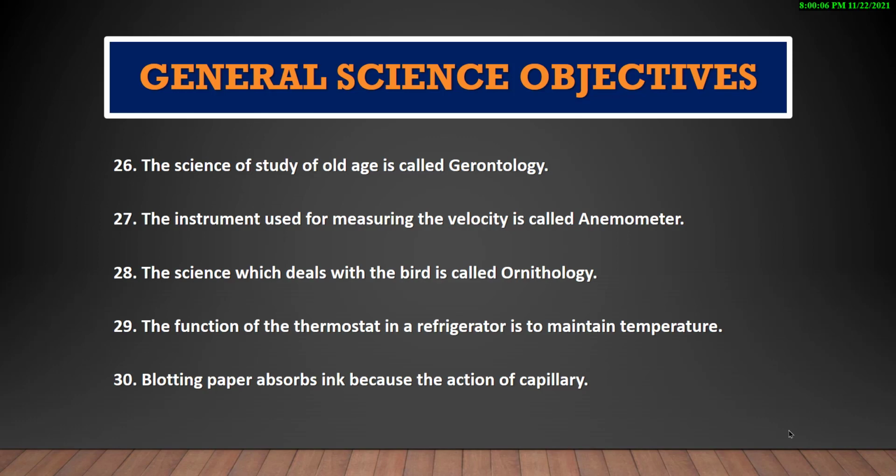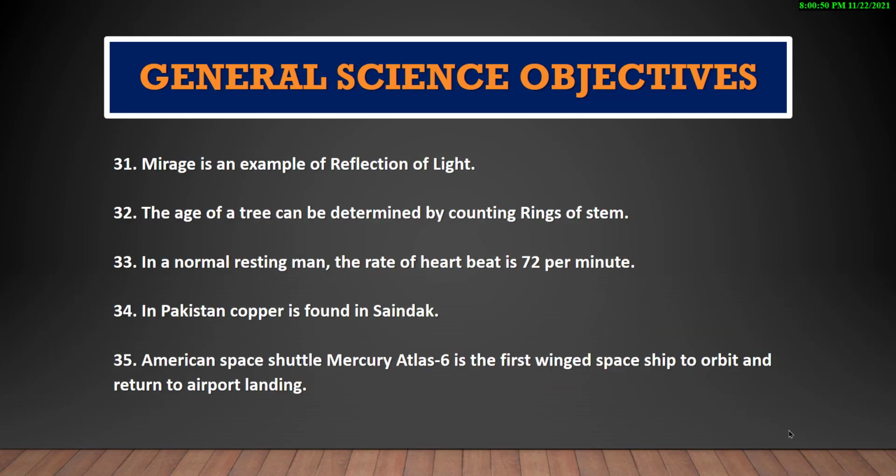The instrument used for measuring the velocity is called anemometer. The science which deals with the bird is called ornithology. The function of the thermostat in a refrigerator is to maintain temperature. Blotting paper absorbs ink because of the action of capillary. Mirage is an example of reflection of light. The age of a tree can be determined by counting rings of stem. In a normal resting man, the rate of heartbeat is 72 per minute.